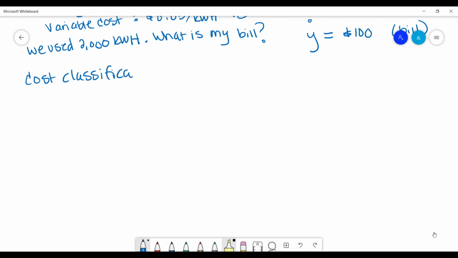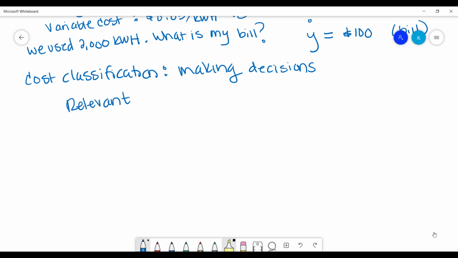Cost classification is also important for making decisions. Okay, so in order to make decisions, it's important for us to be able to determine what is relevant and what is irrelevant, right? There are some relevant costs to consider when making a decision and some irrelevant costs. Okay? Ultimately, when we make decisions, it involves choosing between alternatives, alternative choices, options, right?